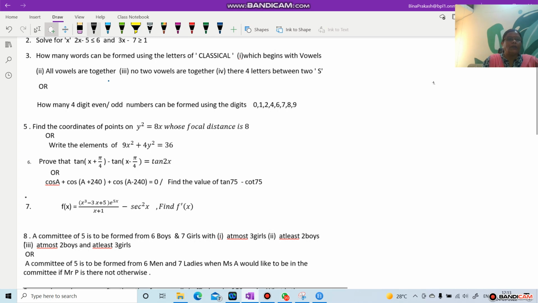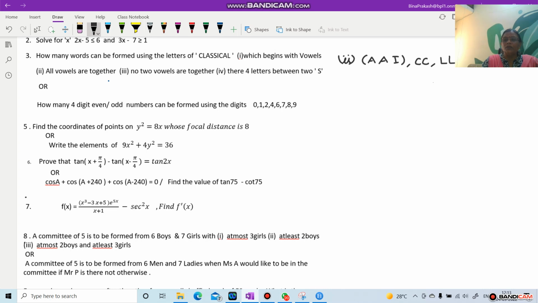All the vowels are together. So how many vowels do we find here? We have the two A's and one I. All the things that are to be together, we consider as one unit. And then we take up the remaining elements that are to be arranged. So that is the two C's, two L's, two S's. These are the elements that we have to arrange.